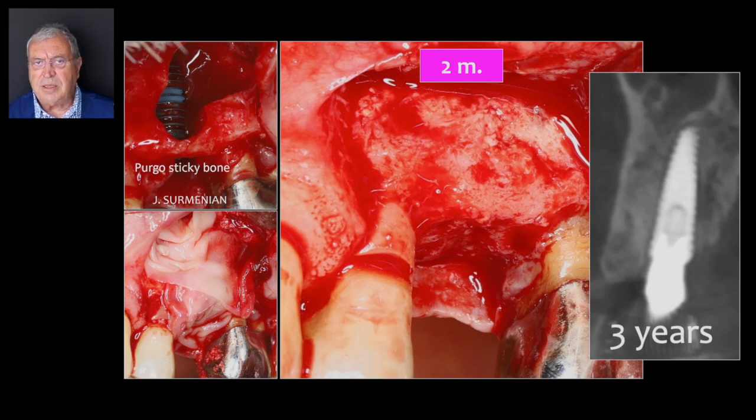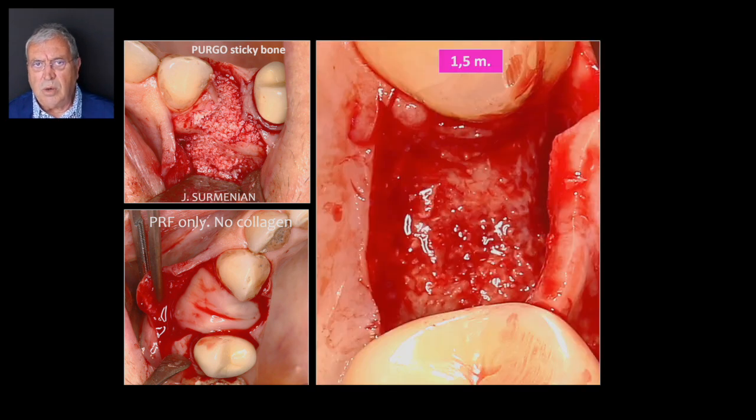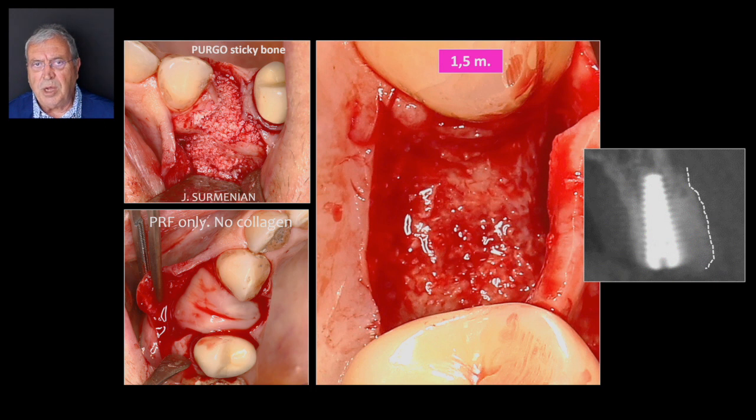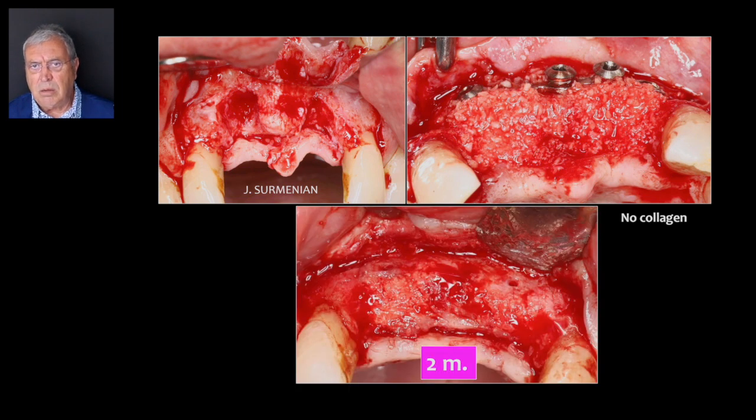But 2 months is still too much. Can we do it in 6 weeks? The answer is yes. We can meet a full bone healing after 6 weeks because we did everything well. We don't need more than 2 months to reopen an augmentation in the maxilla, even if we didn't use any collagen.